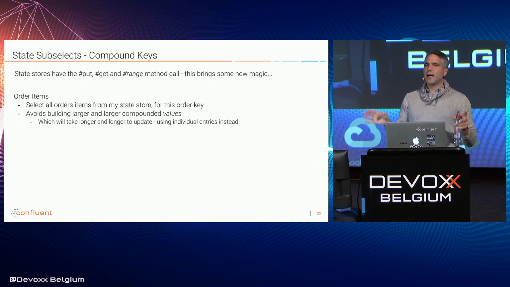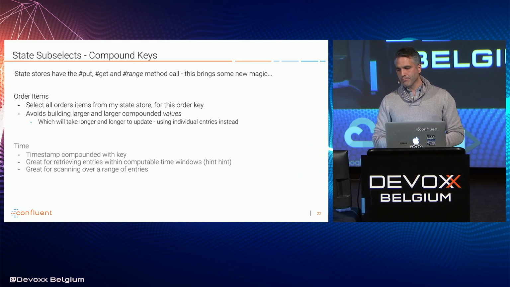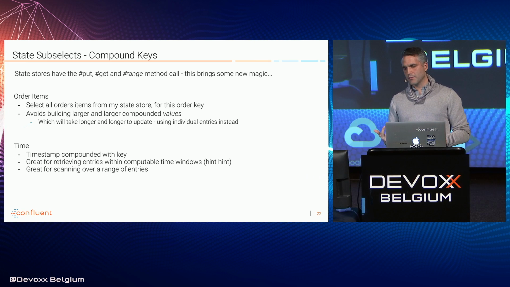But by compounding the key with the order and order item ID, instead of doing read, update, write, you're now just doing insert, insert, insert, insert on the state store. So much, much higher performance, and it avoids building much larger compounded values. You can also play with time, like I mentioned before, so compound the key with a timestamp, and then you can query against your model object and some time.